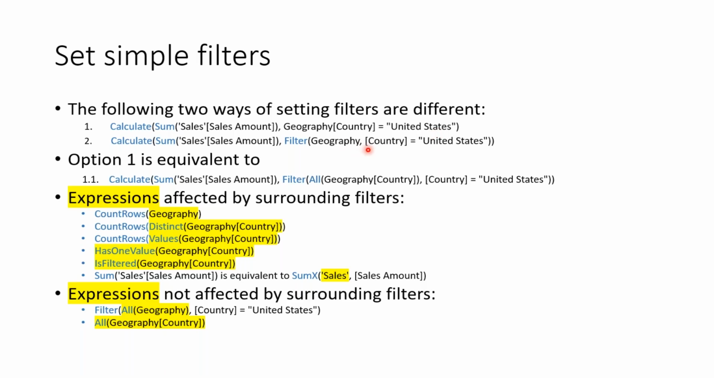And here's another way I see DAX users often write, that is to write CALCULATE the sum of sales amount, FILTER the geography table, where the country equals United States. And I see people arguing about which way is better, and let's see. Are they equivalent? They seem to be equivalent in most common cases. So let's see how they actually work in a report.